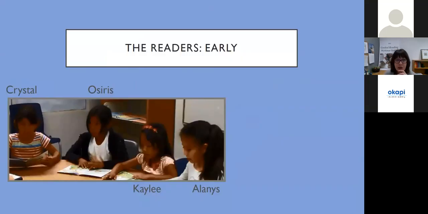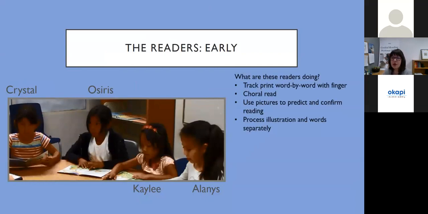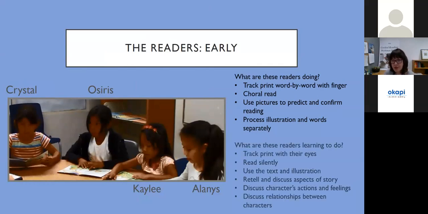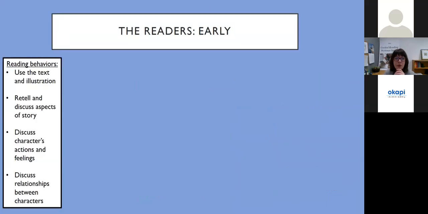You met these early readers in our first session as well, and this group of girls, I noticed that they had a lot of things in place. They use pictures to predict and confirm, but they seem to process illustrations and words separately. Some of the things that I wanted them to do were here. So what I began to think about was, what are some of the reading behaviors that I want to firm up for them to make more consistent?